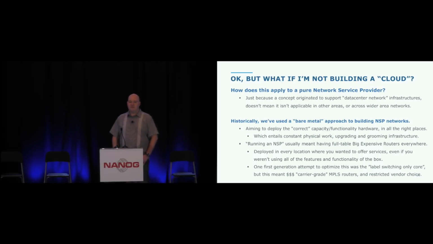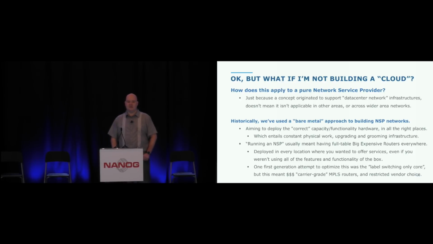So if you think about the way that we built networks historically, and compare it to the way that cloud versus bare metal works. Historically, we've used a very bare metal approach, right? We've bought a specific device of a specific size, specific capacity, and we've tried to make sure it's the right size box, because you don't want to overbuy. You don't want to put in a giant router where you don't need it. You don't want to put in a router that's too small.